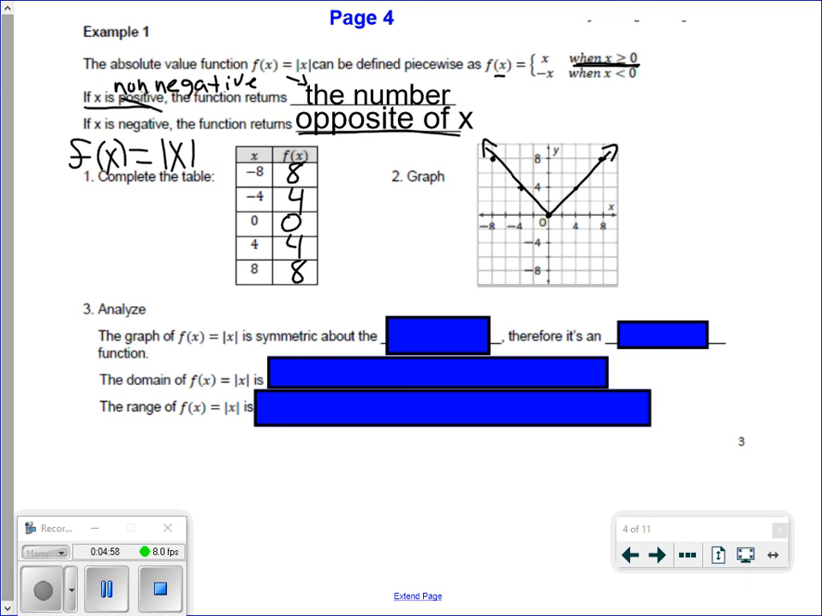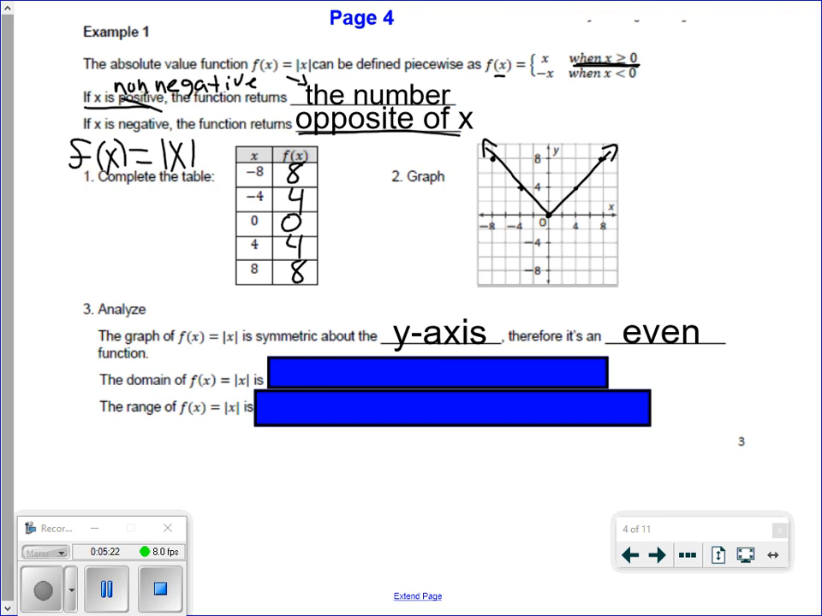So we're going to go ahead and look at this graph and break it down a little bit. The graph f of x equals the absolute value of x is symmetric about the y-axis, or in other words, it has an axis of symmetry on the y-axis. And remember, if you have an axis of symmetry on the y-axis, it's going to be even. It's an even function. If you fold the function over the y-axis, they go right on top of each other. So that's what makes it an even function.